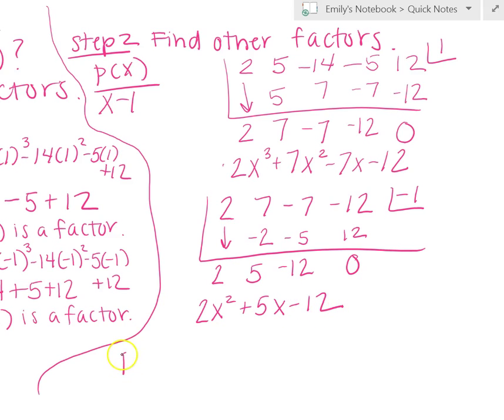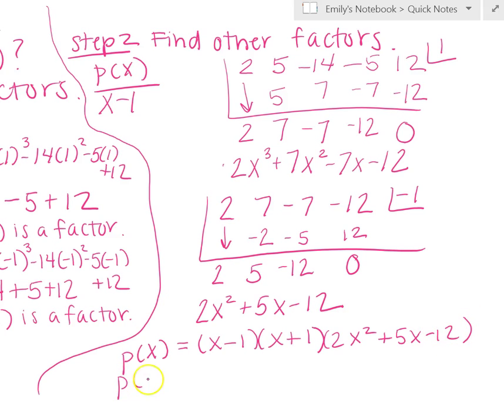So putting it all together, p of x is equal to x minus 1, which was what I first divided by, times x plus 1 times 2x squared plus 5x minus 12. I'm almost there. I just have to factor that trinomial. Okay, I got it to a quadratic, and I know how to factor these.